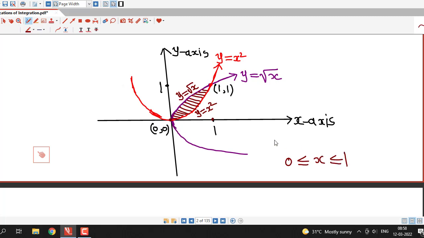To find out the limits of integration for x, we will concentrate on the leftmost point and rightmost point of the region. The leftmost point is this one. At this point the value of x is 0. The rightmost point is this one. At this point the value of x is 1. Therefore the limits of integration are from x equal to 0 to x equal to 1.